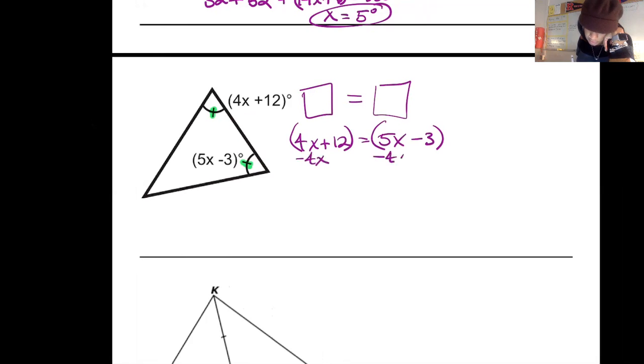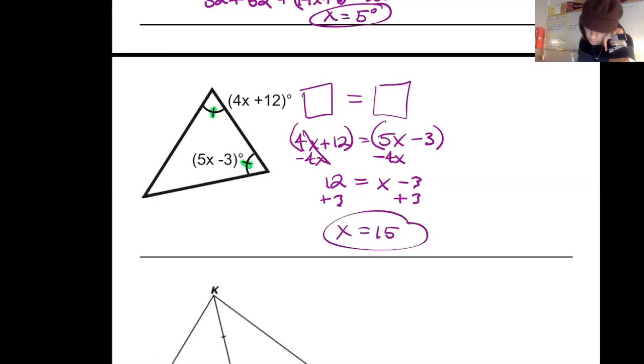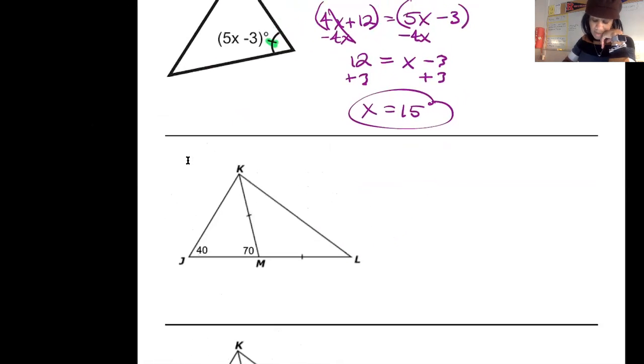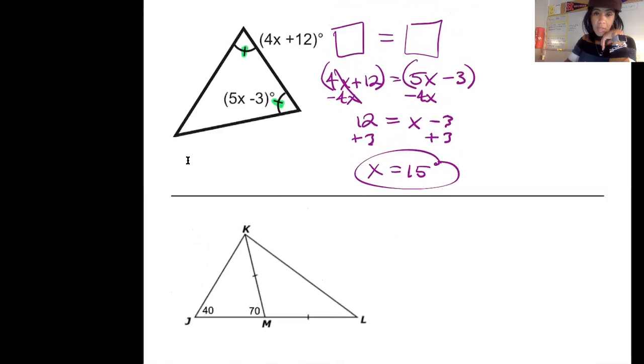Subtract 4x, subtract 4x. 12 equals x minus 3, plus 3, plus 3. X equals 15 degrees. Again, you could just put that in the equation solver.